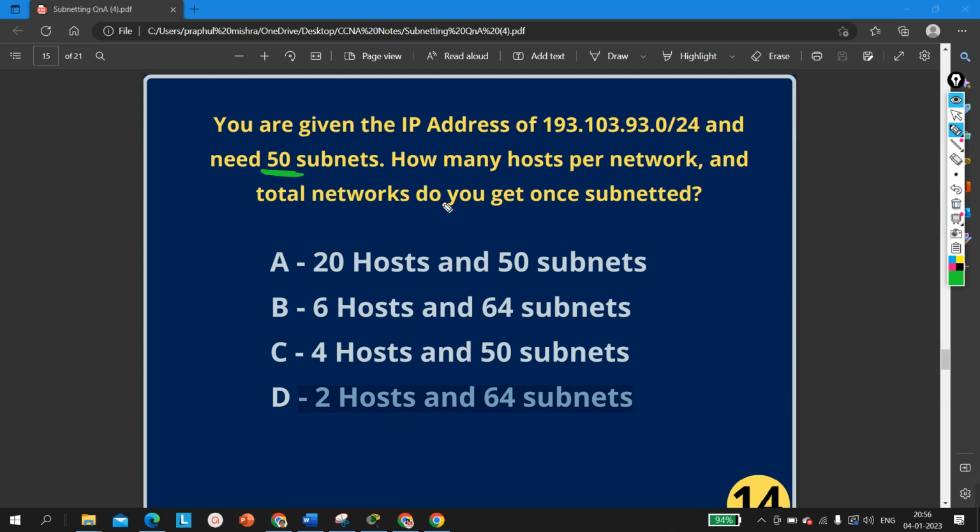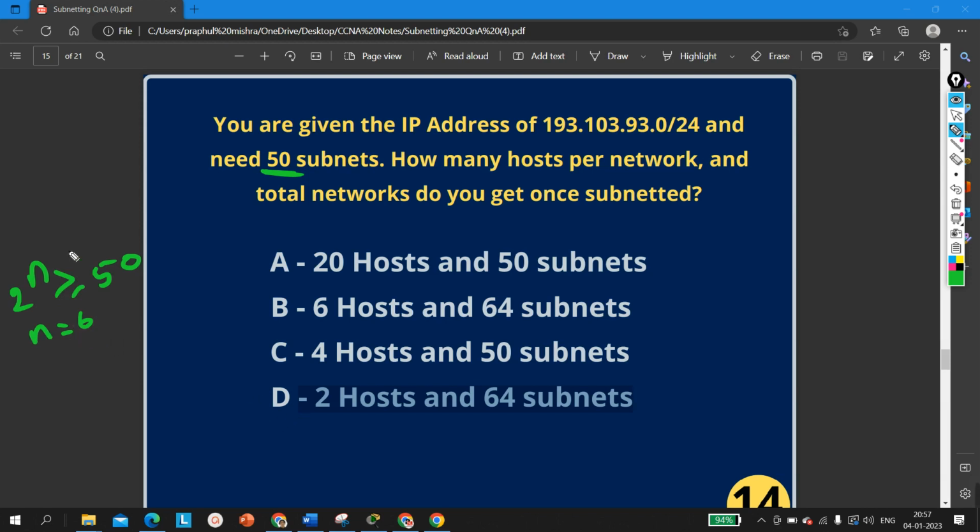We need 50 subnets. So the formula is 2 to the power n. 50, so n will be what? N should be 6. So if you borrow 6 bits, D is the right answer.